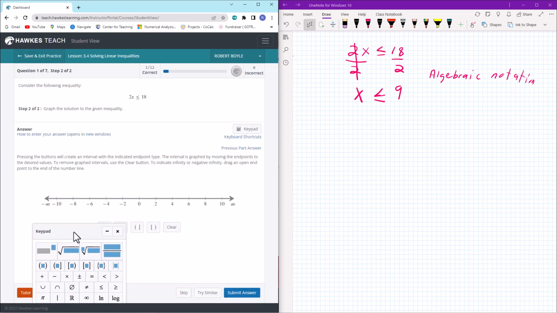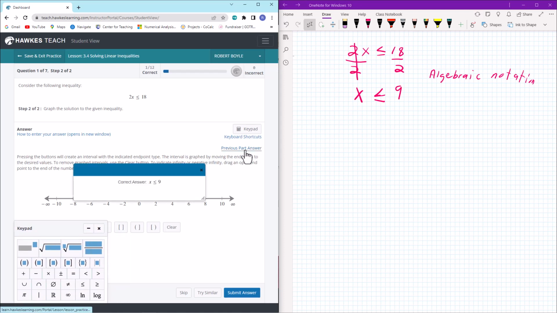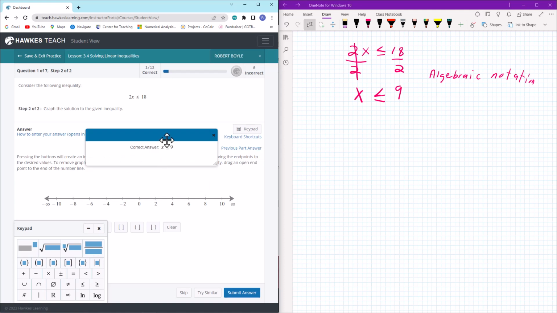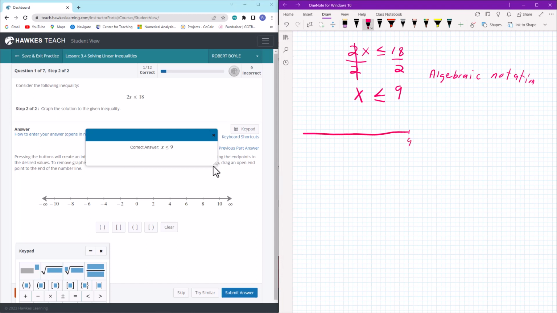Now I want to actually graph the given inequality. If you forgot what your answer was, you could always just click on that part, and there it is: x is less than or equal to 9. Now if I was going to graph that, it would be all the numbers less than or equal to 9, so this is 9. I'm going to start here and go all the way down to negative infinity. Now notice that I can never have a bracket next to negative infinity. I can only have a parenthesis. And over here, since I have a non-strict inequality next to the 9, this will be a bracket.